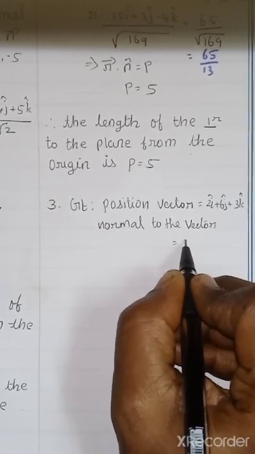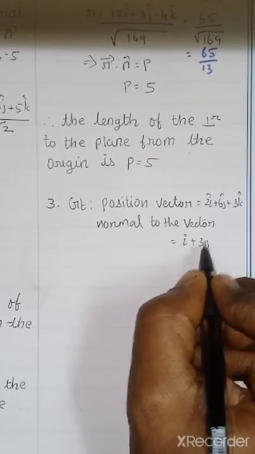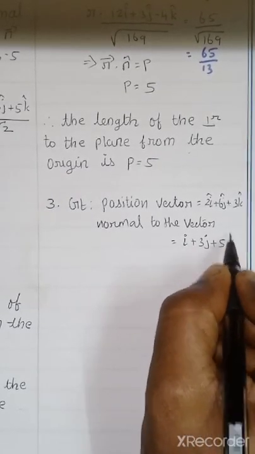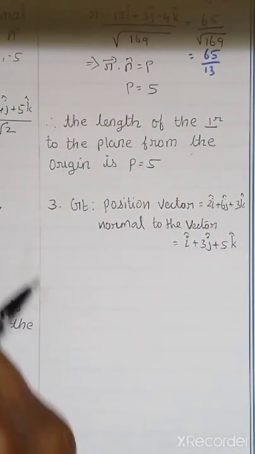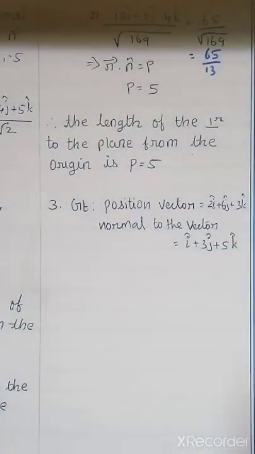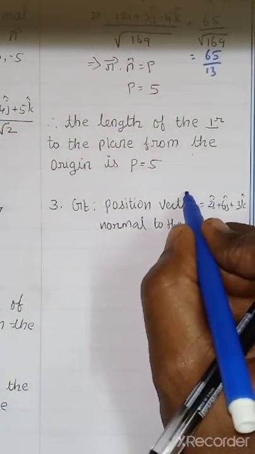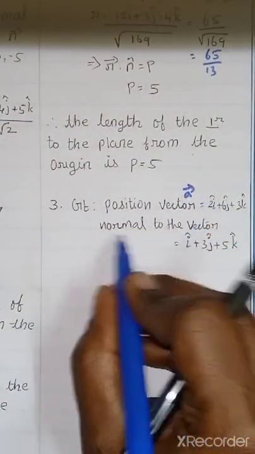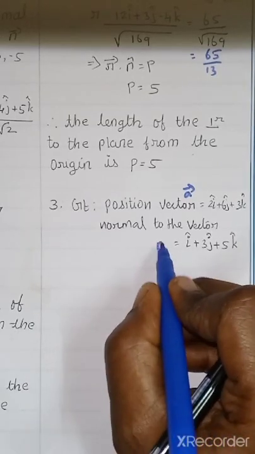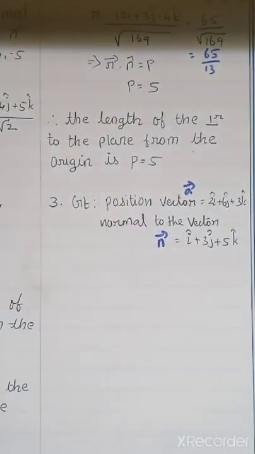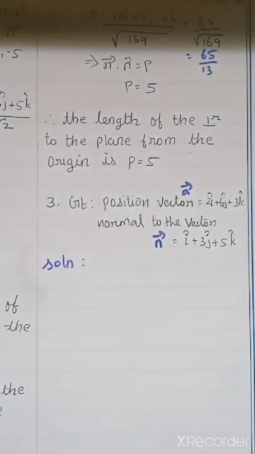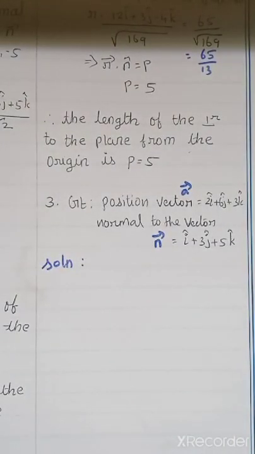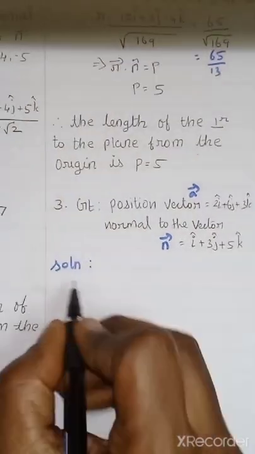Normal to the vector is i plus 3j plus 5k vector. Is that right? Okay. So here, since this is a position vector, we can take it as a vector, and since this is normal, we can take this as an n vector. That's all. You can use the formula and you can get the answer. So your vector equation, right? So what will be this one?